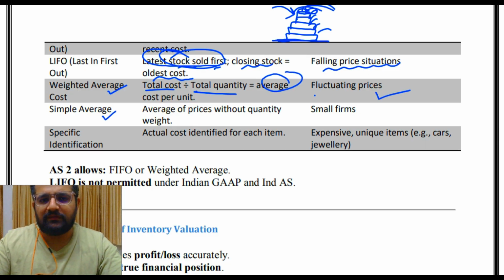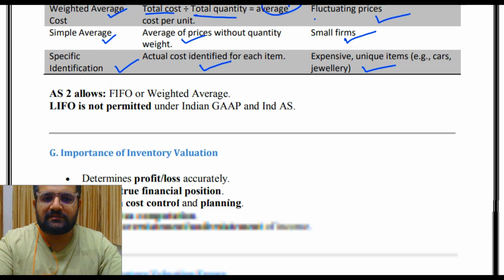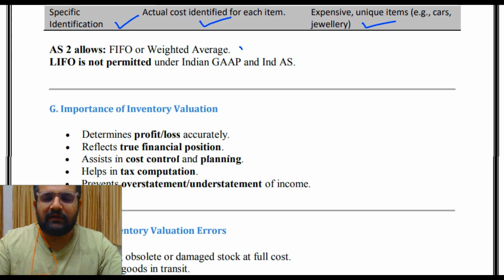Then simple average, average of prices without quantity weight. Suitable for small firms. Specific identification, actual cost identified for each item. Suitable for expensive unique items, example cars, jewelry. Then AS 2 allows FIFO or weighted average.